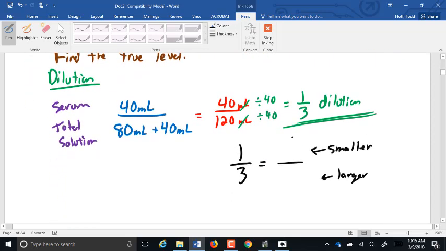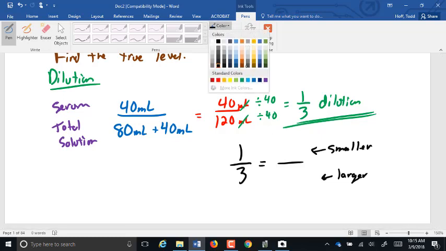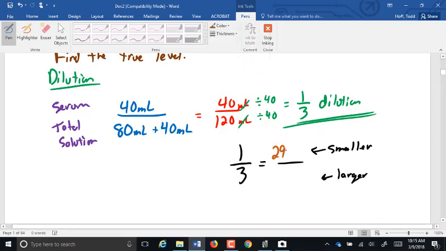So we put that 293 milligrams per deciliter on top because that's the smaller number. The true reading has to be bigger because we diluted it down. We put water in it to dilute it down, so it's going to be less concentrated.